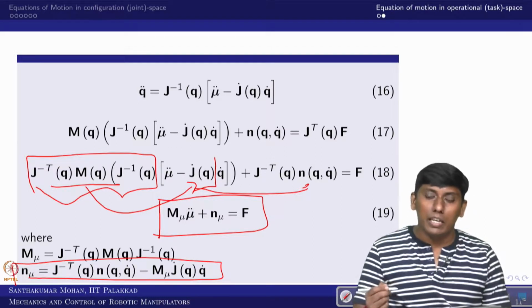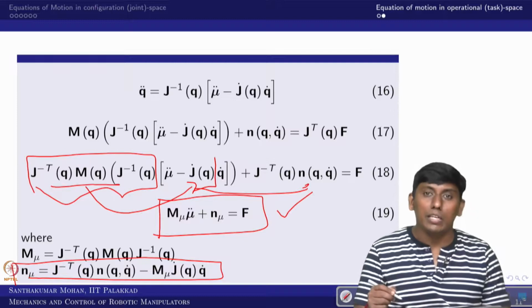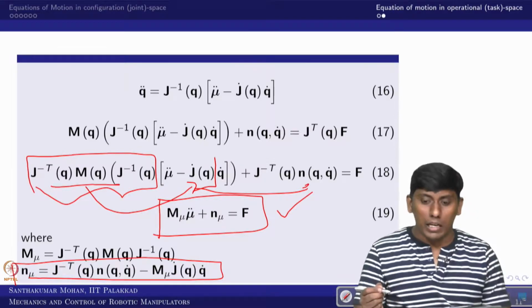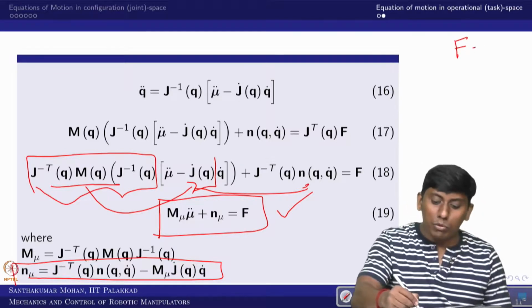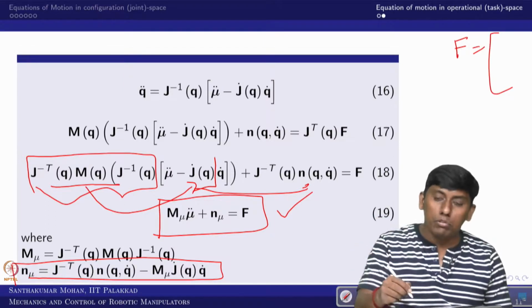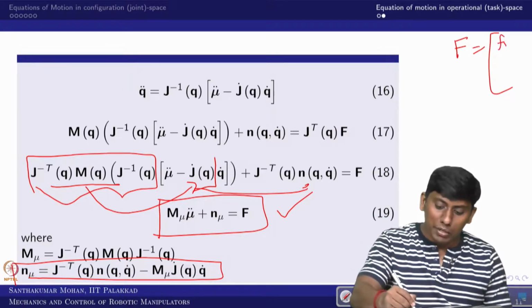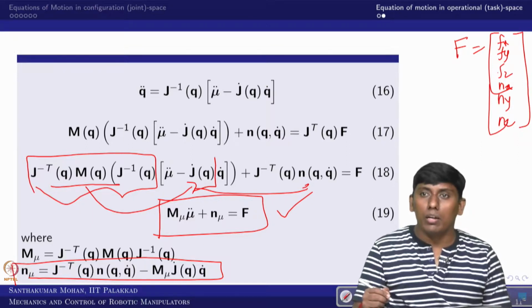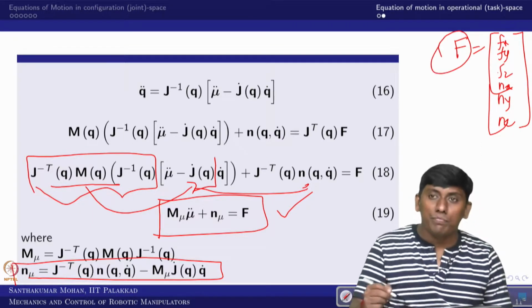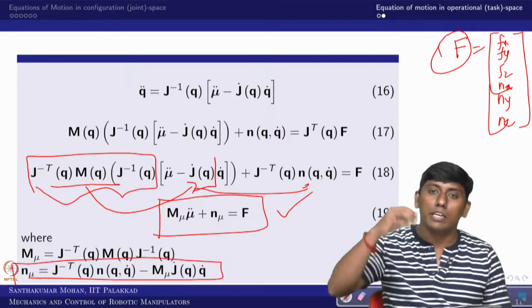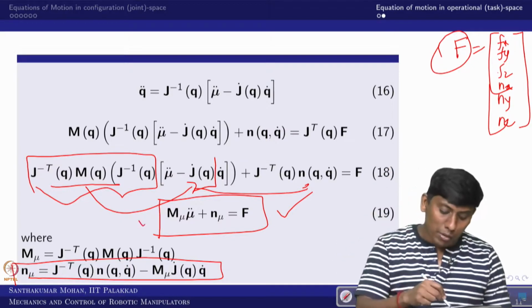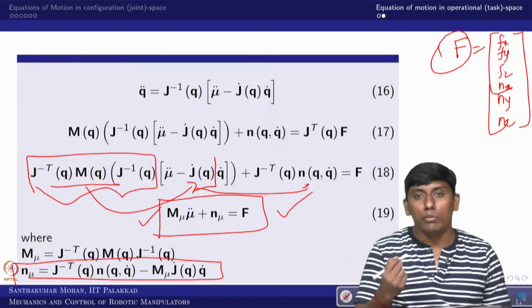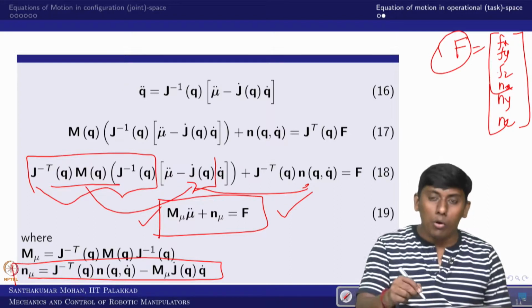So now you can see the equation of motion can be written even in the task space. This f would be the end effector forces and moments, so we call them fx, fy, fz and nx, ny and nz. This is what you call the f vector. In the sense, at the end, whatever effect I know, I can propagate the model and then do it. This is the whole idea.